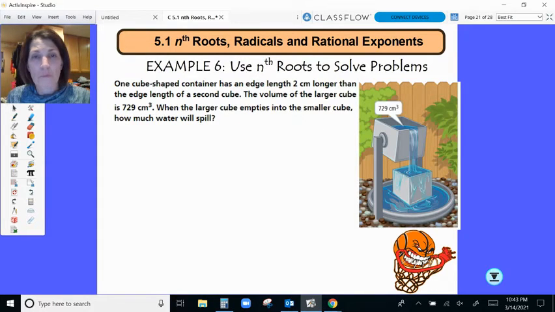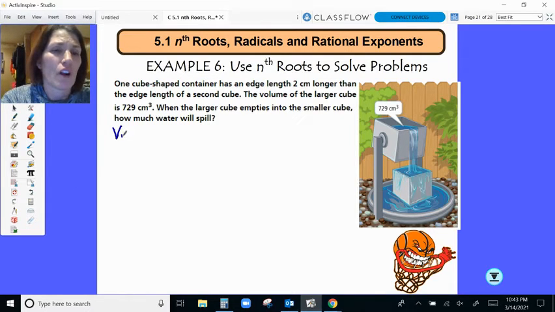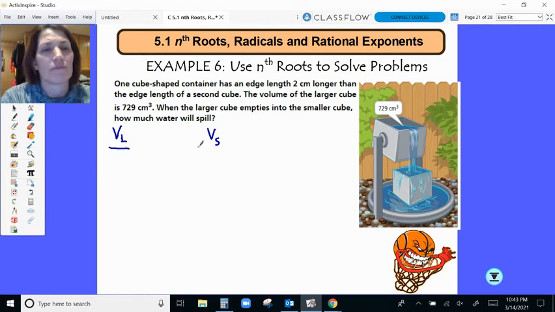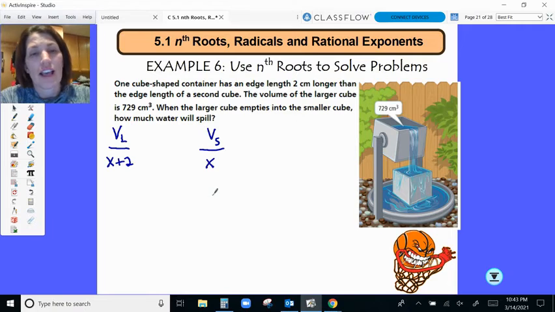All right, so now let's look at an application here. We have one cube-shaped container that has an edge length 2 centimeters longer than the edge length of a second cube. The volume of the larger cube is 729. When the larger cube empties into the smaller cube, how much water will spill? So first of all, let's find the volume of the larger cube and the volume of the smaller cube. My larger one is 2 centimeters longer, so its edge is x plus 2, and the edge length of the smaller one is x.